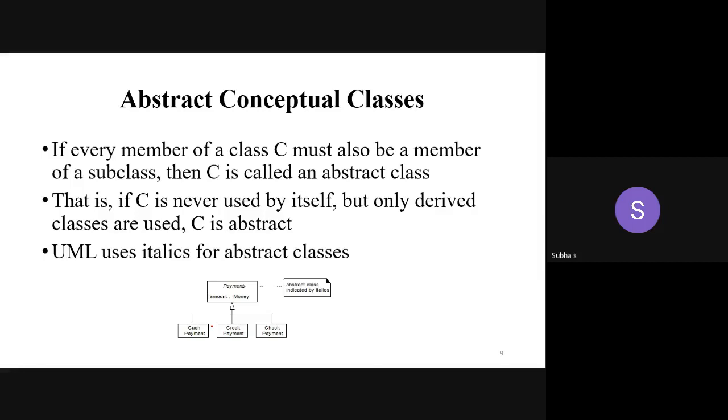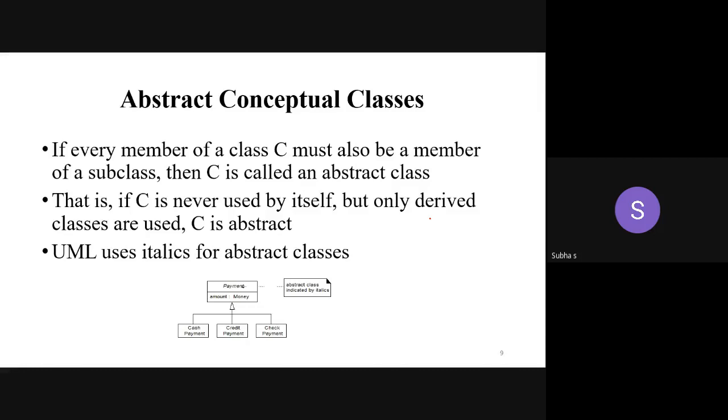If any class exists, I can access the members of the class only through what? Objects. But I am not creating objects at all. Then what is the use of the class? I can use the attributes of that class for some purpose. Those classes are called abstract classes. Here, as we are dealing with conceptual classes, these are called abstract conceptual classes.